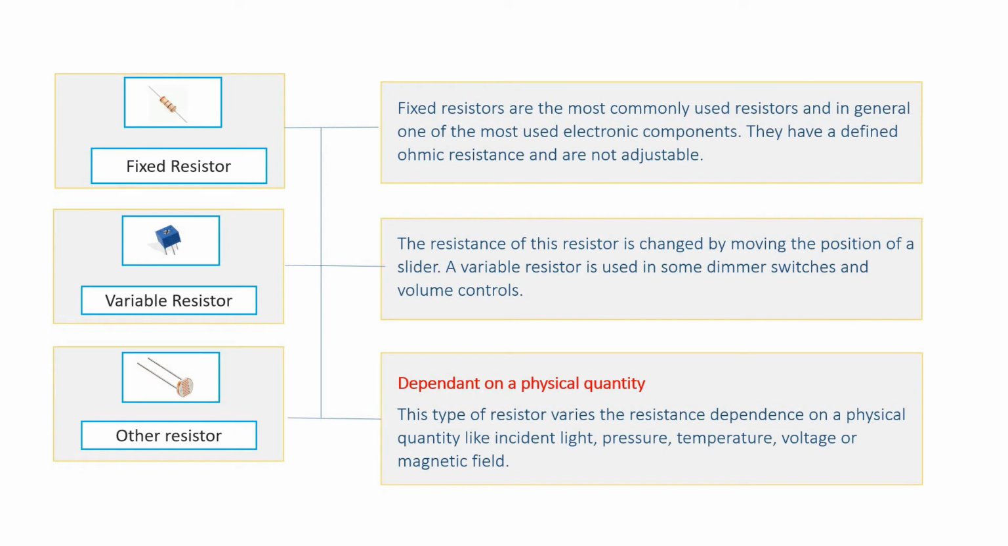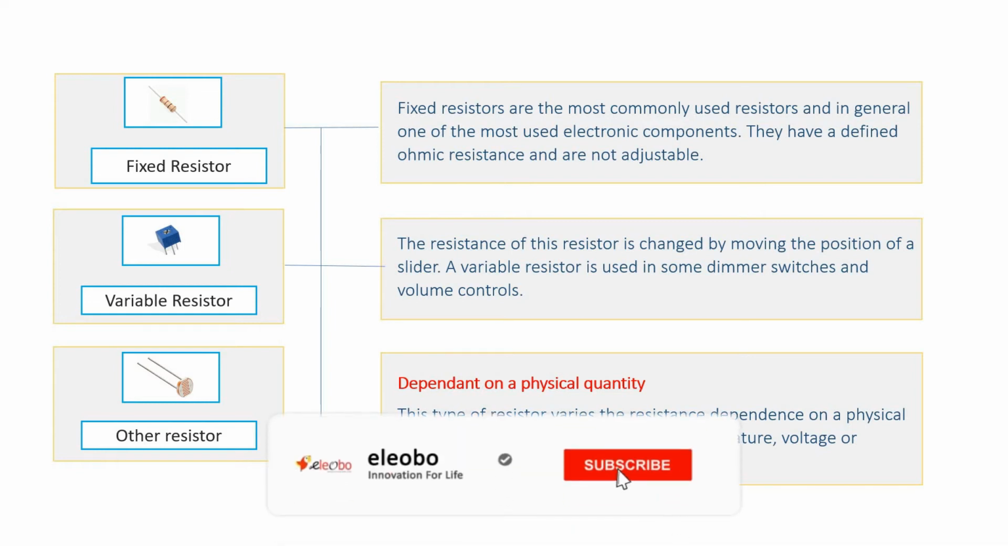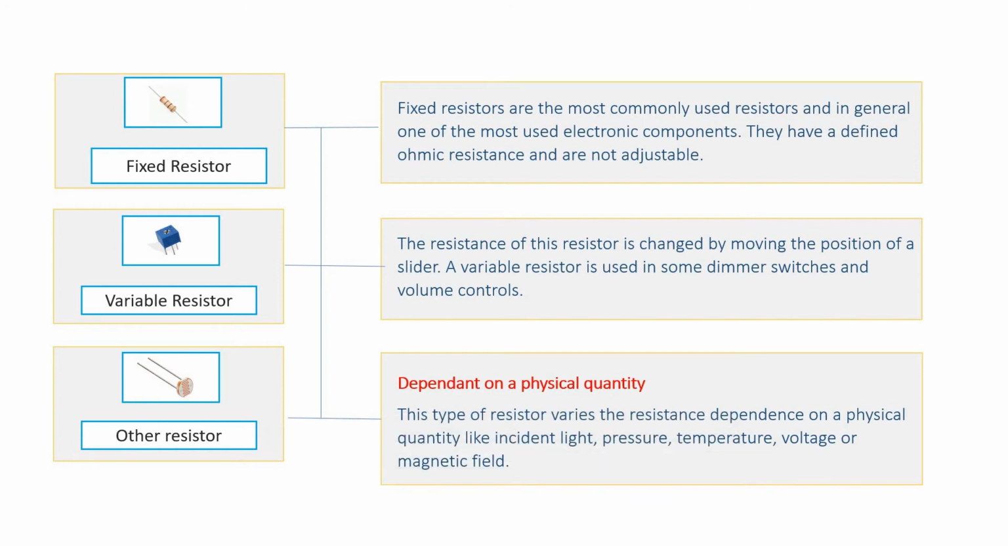Fixed resistors are the most commonly used resistors, and in general one of the most used electronic components. They have a defined ohmic resistance, and these resistors are not adjustable. And the variable resistor: the resistance of this resistor is changed by moving the position of a slider. A variable resistor is used in some dimmer circuits and volume controls. And other resistors depend on a physical quantity.